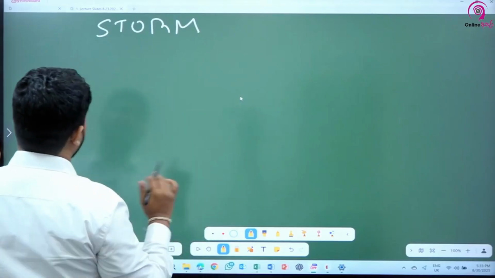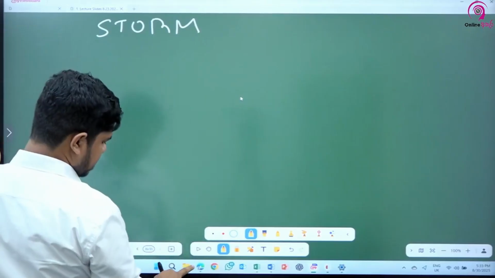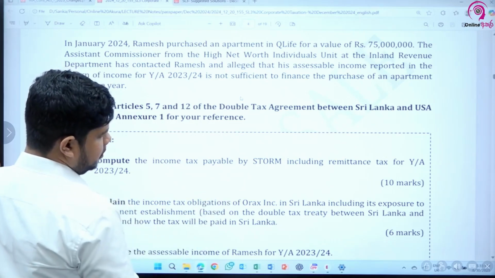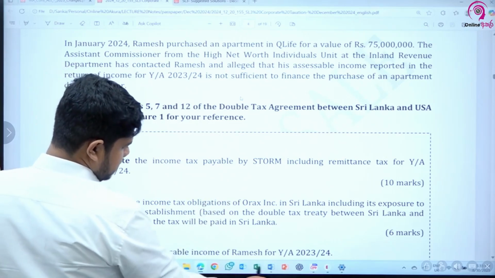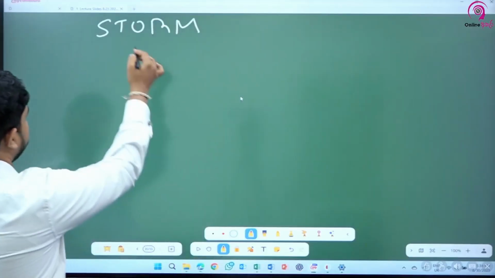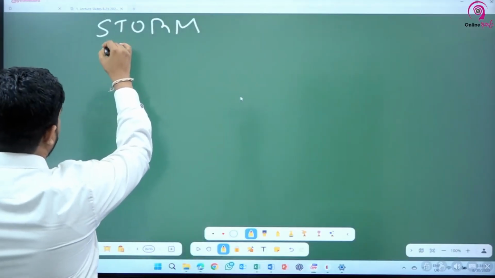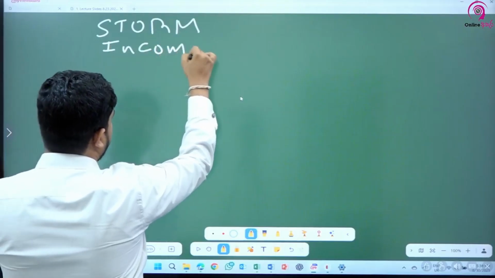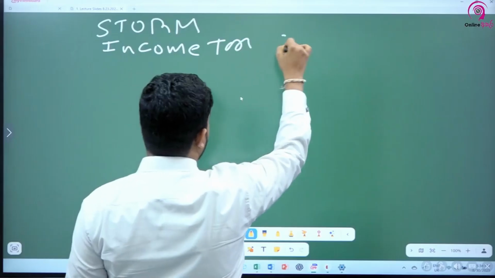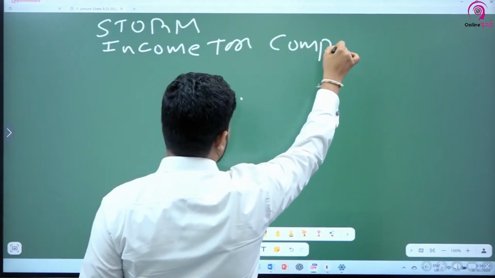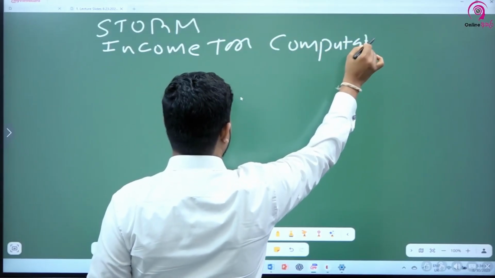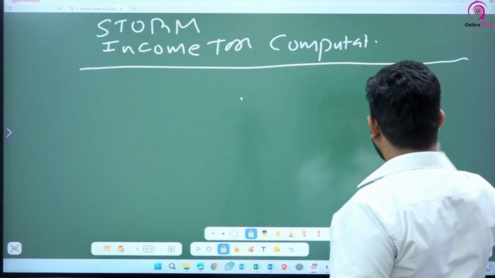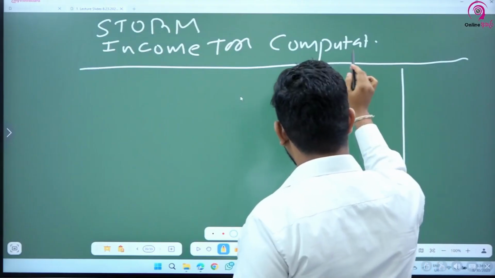Storm, Sri Lanka, Storm SL. What is the name? Storm, by Storm. Income tax computation. So you have to write this. I'm just giving understanding here.